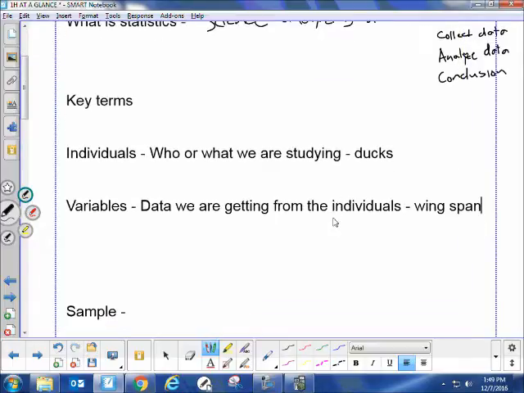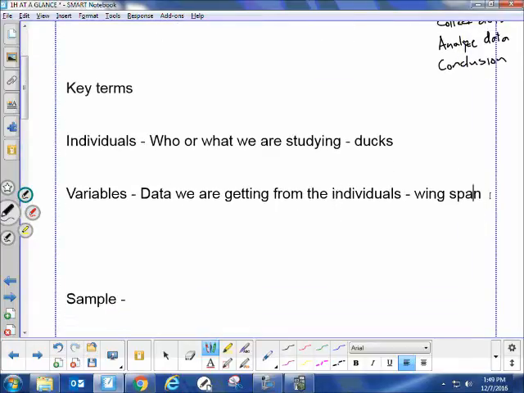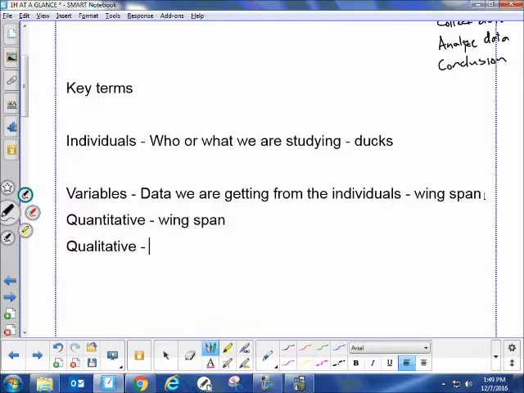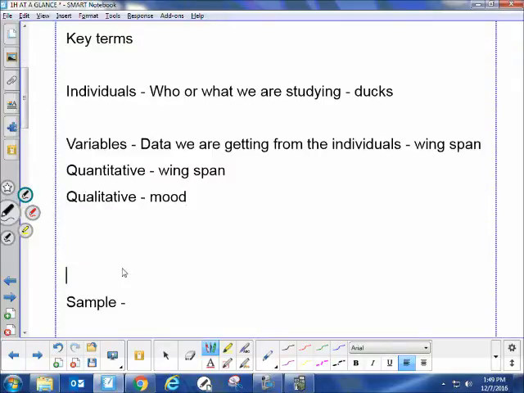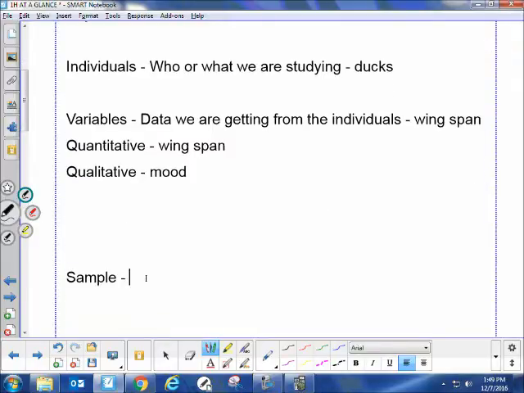There's two types of variables. There is quantitative and there's qualitative. Wingspan would be quantitative because you get a number. Qualitative would be overall mood of the duck.